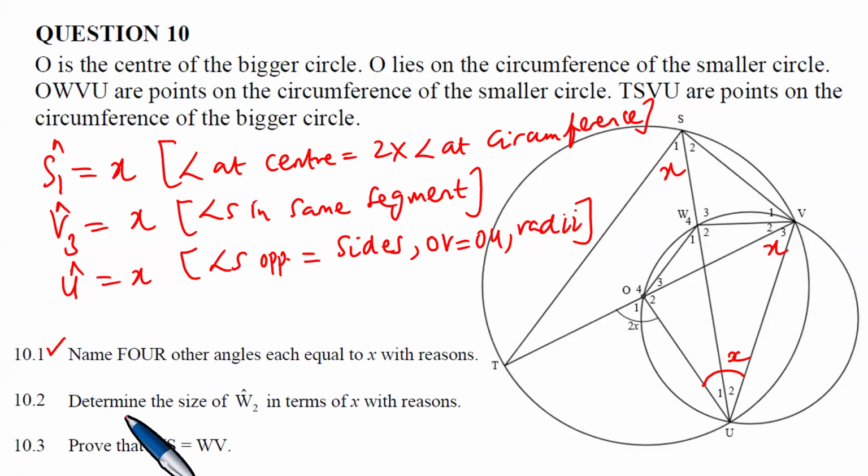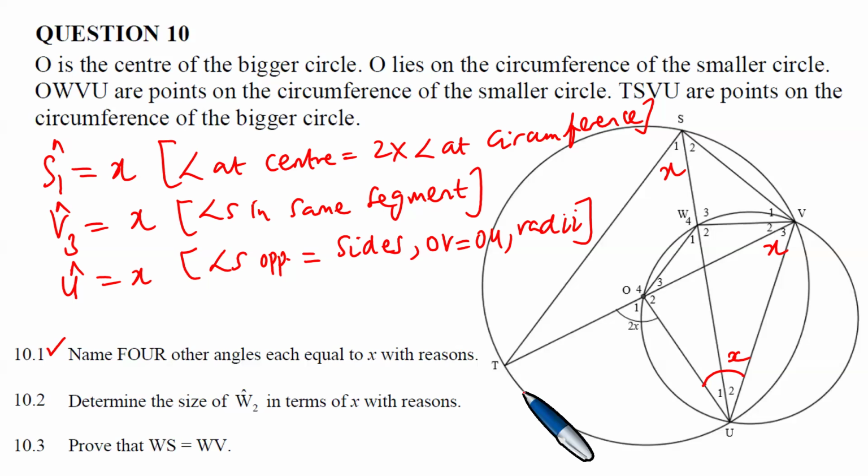And then I'm thinking V1 is equal to X because it's an exterior angle of the cyclic quad WOUV. Yes, it looks that way, but a little bit different. What other angle? I was thinking V1, but I'm not sure. T. You think the angle T?